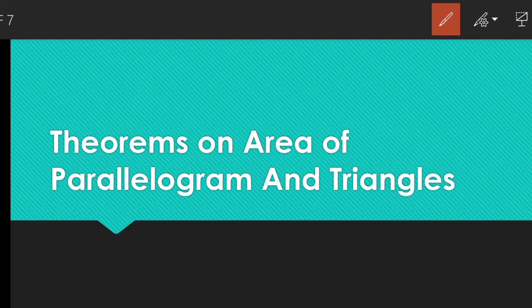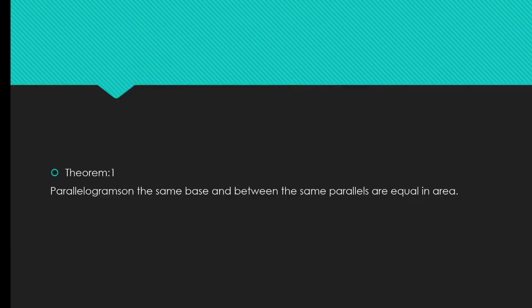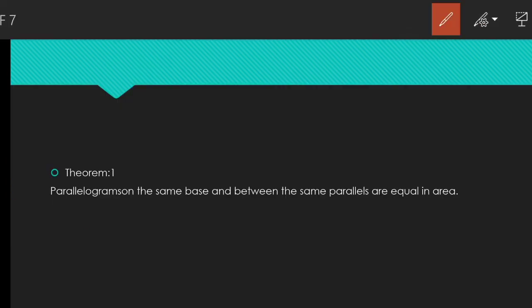Today we are going to discuss the next chapter, that is area of parallelograms and triangles. In this chapter we are going to discuss the theorems and a few points to remember. So the first theorem that we have: parallelograms on the same base and between the same parallel lines are equal in area.